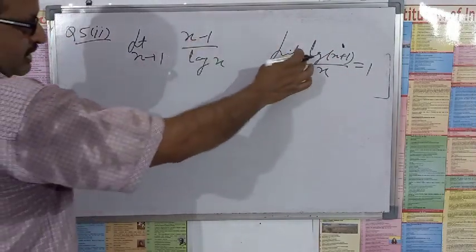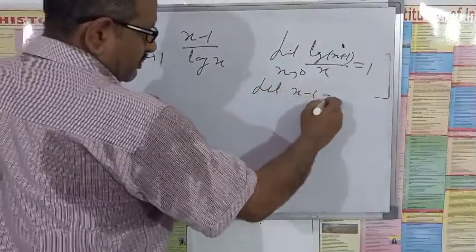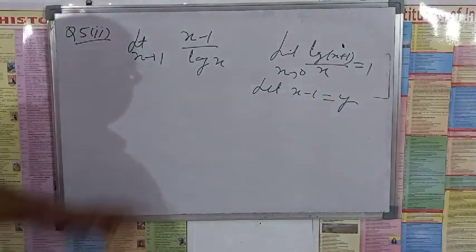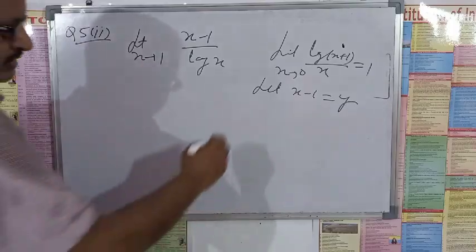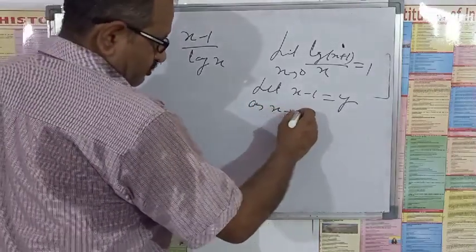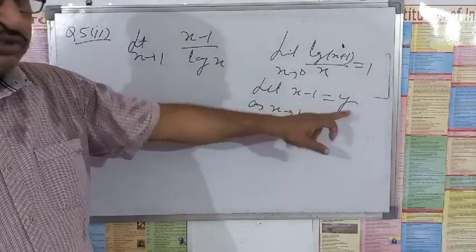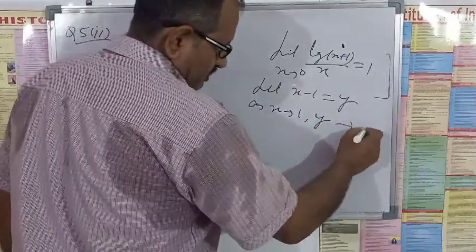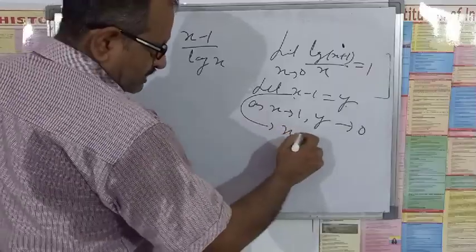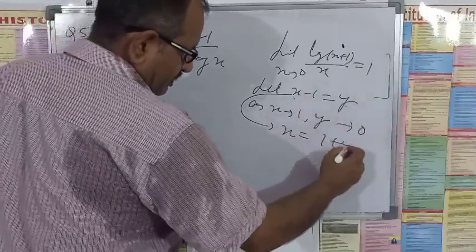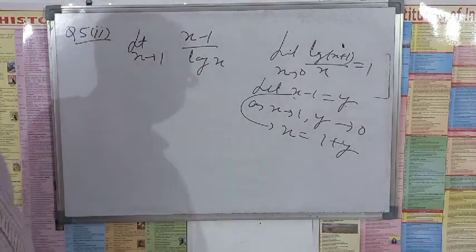Firstly write this one in this form. So we will suppose here, let x minus 1 is equal to y. What is limit here? x tends to 1. So as x tends to 1, what will be y? If x tends to 1, then 1 minus 1, 0. So y tends towards 0. And x minus 1 is equal to y. So what will be x? Transpose 1. 1 plus y. So in place of x, we have to write 1 plus y.